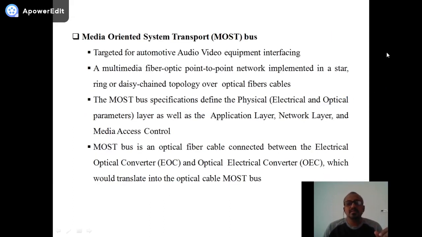Next in this list of the most popular bus protocols is Media Oriented System Transport, called MOST. MOST is used in automotive audio and video equipment interfaces. The MOST bus specification defines the physical layer as well as the application layer, network layer, and media access layer, and it is used for audio and video equipment interfaces.